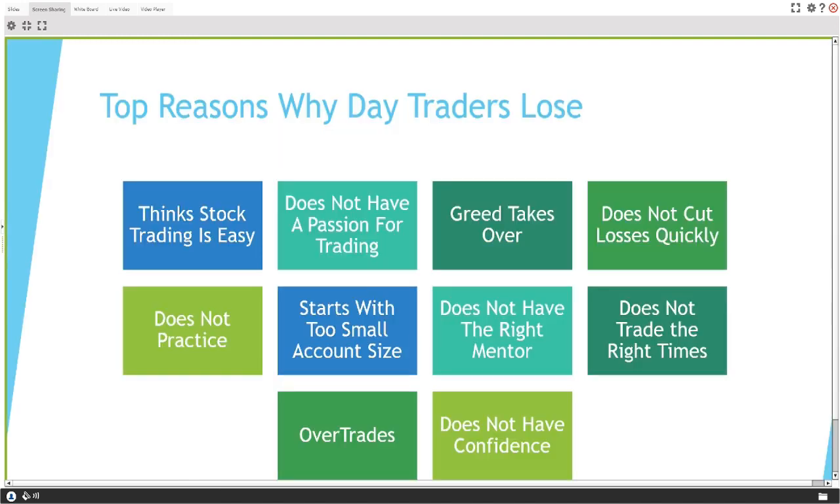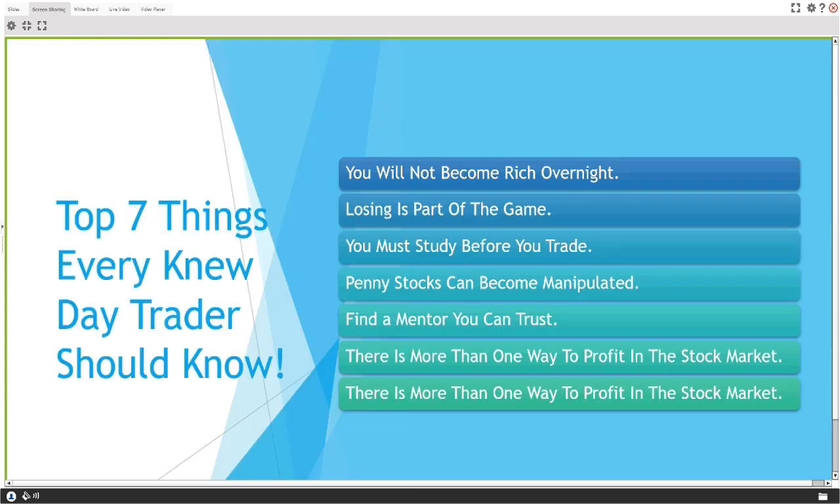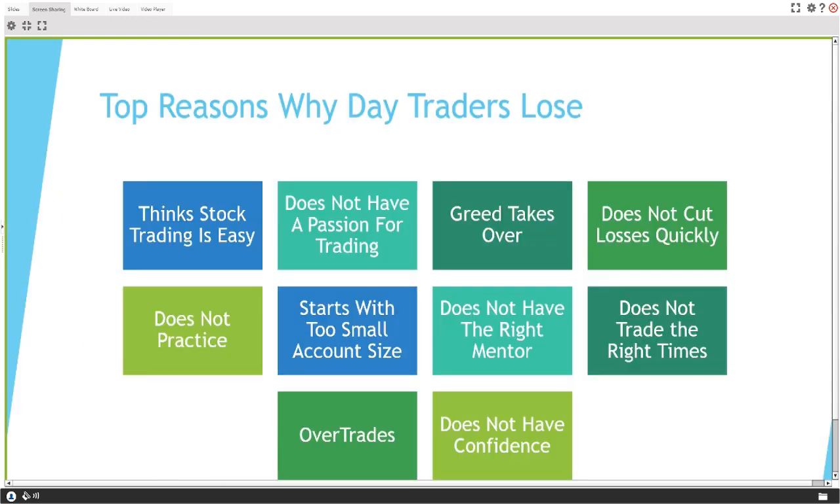So, why do traders lose in the market? I wanted to go over again everything that you guys should know, and I want to go over reasons why day traders lose. Well, again, things that we already have talked about. Think stock trading is easy, right? Got to put in that work. Number two, does not have a passion for trading. If you guys don't have a passion for trading, you are not going to be very successful in stock trading. You need to have a passion. You need to want to be here.